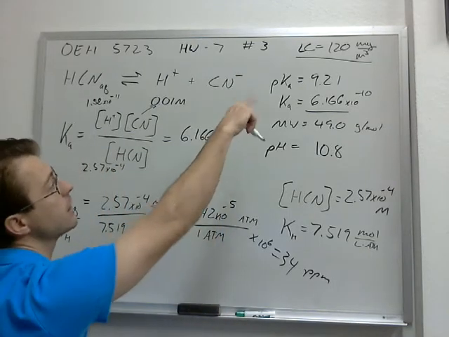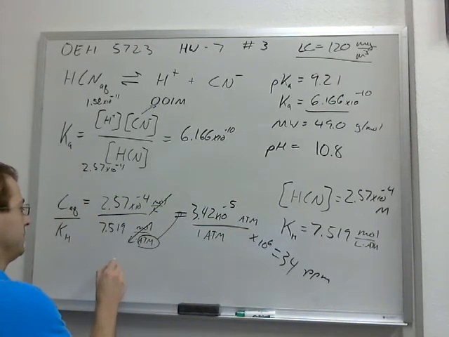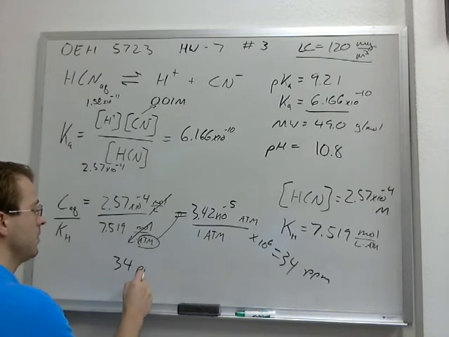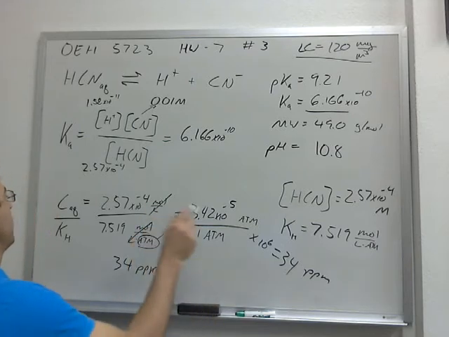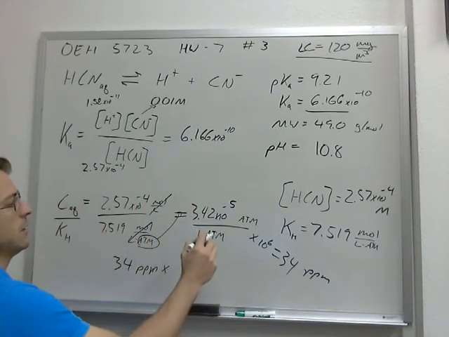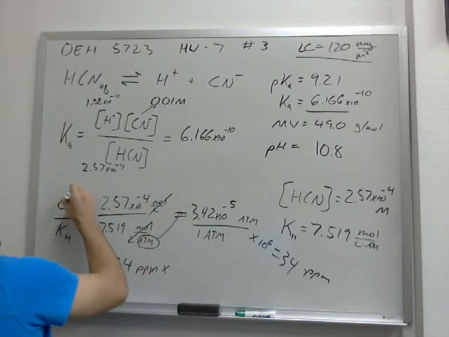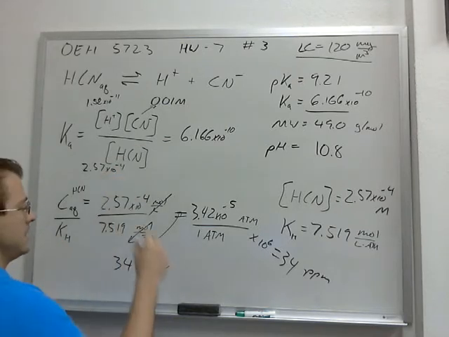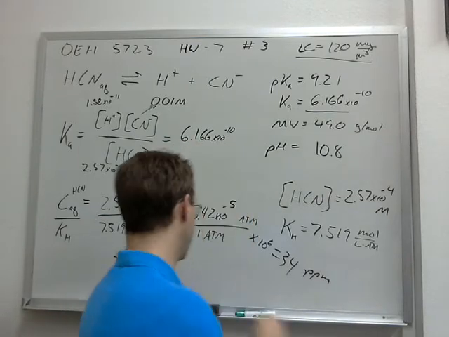So we need to compare against our lethal concentration of 120 milligrams per cubic meter. We just have to do our industrial hygiene conversion of ppm to milligrams per cubic meter. So we multiply by the molecular weight. And it's important to say what we're dealing with. This is aqueous concentration, but it's the concentration of HCN. Right here, our molecular weight is actually the molecular weight for sodium cyanide.